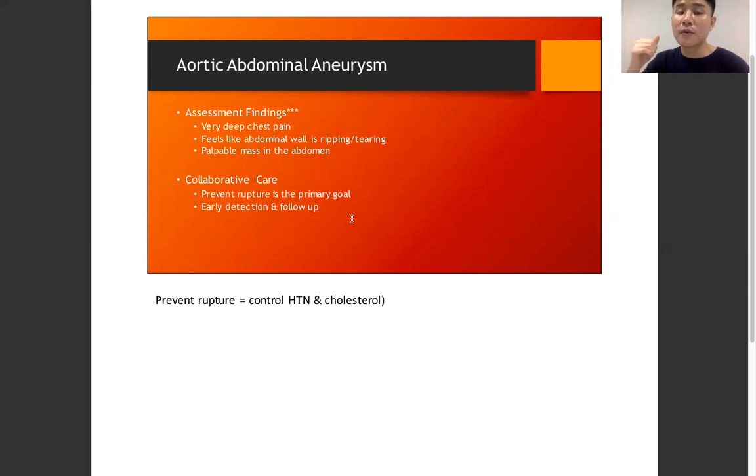Collaborative care. So the goal is to prevent rupture. That's the primary goal. We don't want that aneurysm to rupture because the moment it ruptures, this patient will be in significant hypovolemic shock and can die because of the blood loss, the bleeding inside. We have to detect the aneurysm early so that we can maybe cut or catheterize the aneurysm. We want to prevent the rupture by controlling the blood pressure and controlling the cholesterol.